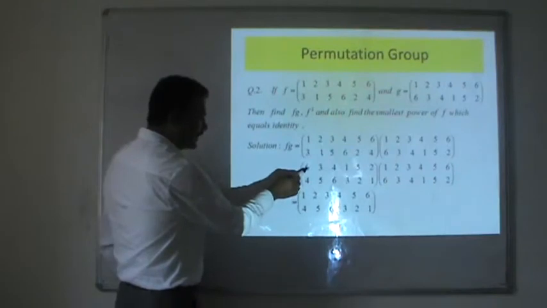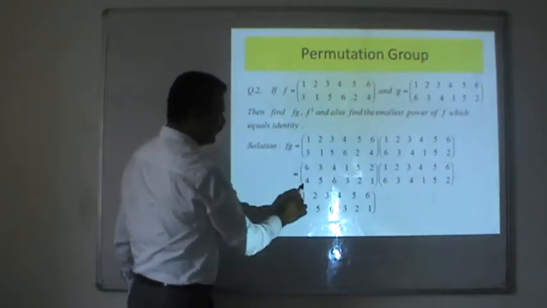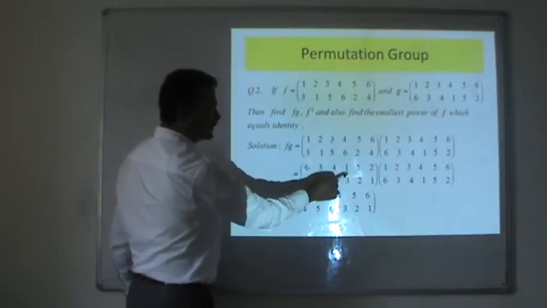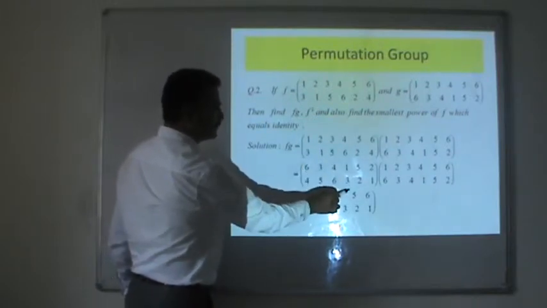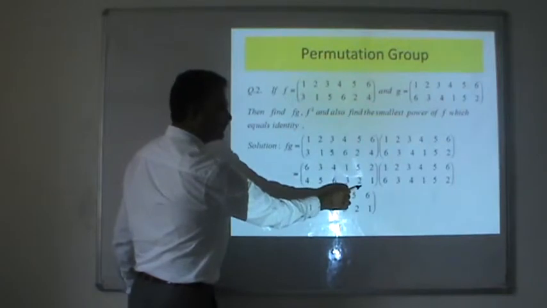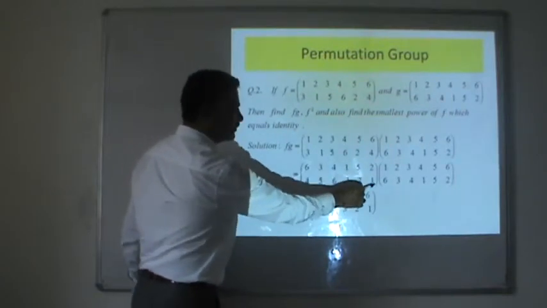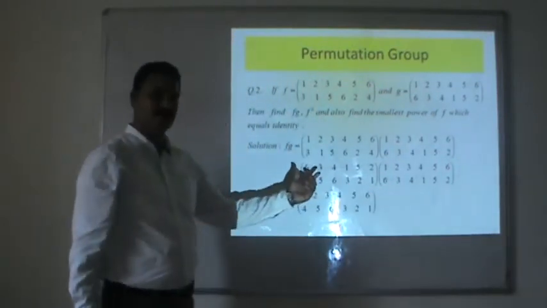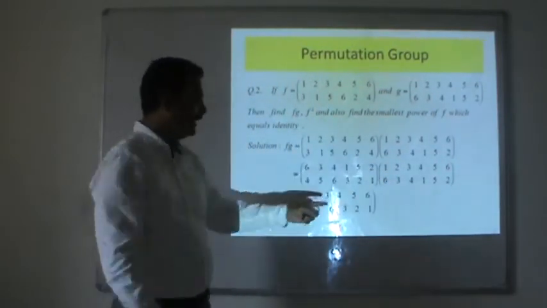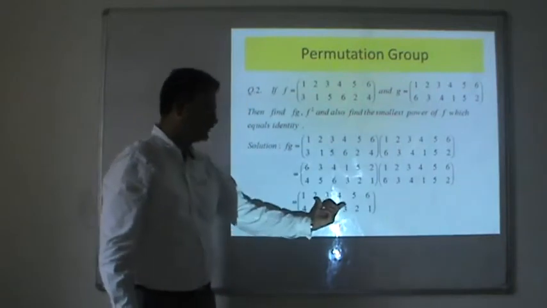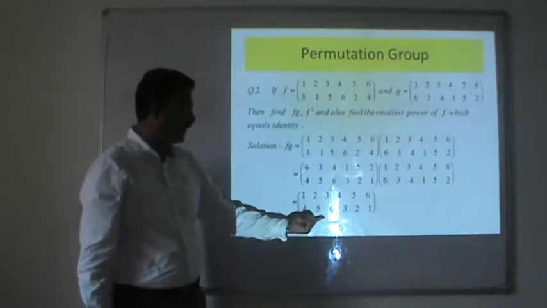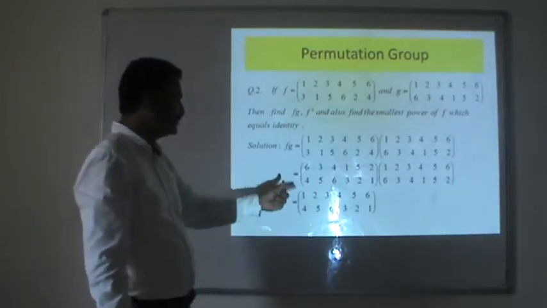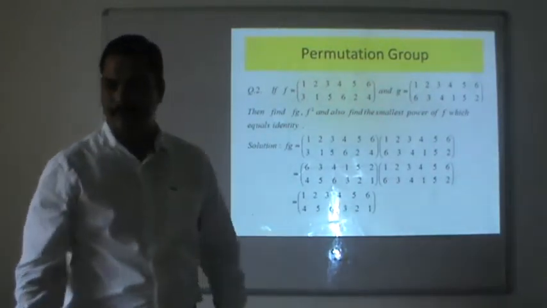The 6 goes to 4, 3 goes to 5, 4 goes to 6, 1 goes to 3, 5 goes to 2, and 2 goes to 1. Finally we observe these two rows are identical. So we cancel out the identical rows, and finally we get 1, 2, 3, 4, 5, 6, which are domain elements, and their respective image elements are 4, 5, 6, 3, 2, 1. So this is the product of F and G, two permutations.